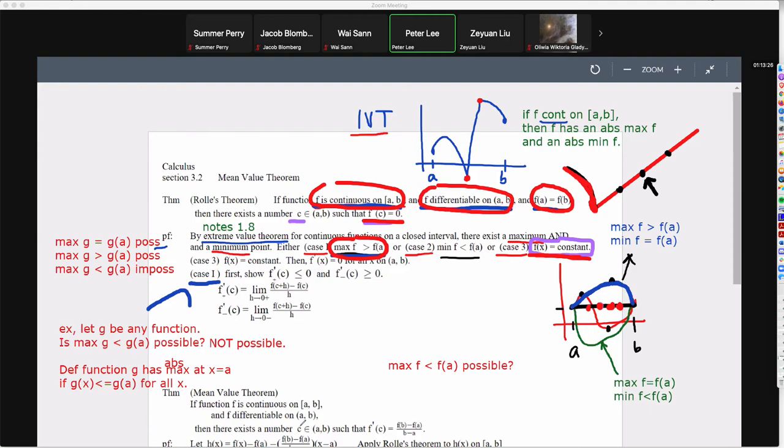So now what is it that we have to prove? We have to prove that there's a number C where the derivative is equal to 0. This is actually f prime at c equals 0. So you have to show that under case 1, at some point the derivative will be 0. That's what we have to show. So now in this case, what we do is case 1.